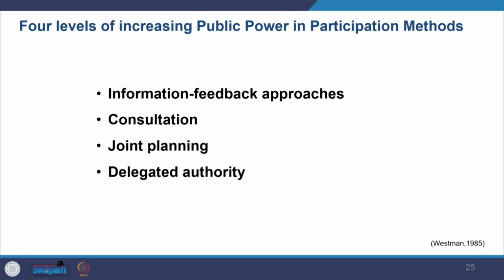There's another similar concept given by Westman, who identifies 4 levels of increasing public power in participation methods. It's like information feedback approaches, where you just give information and take feedback. Another is where you really consult them and take their input. The third level is joint planning, so you plan together and everything is done together. And then the other is delegated authority, where you give power to the public as well.